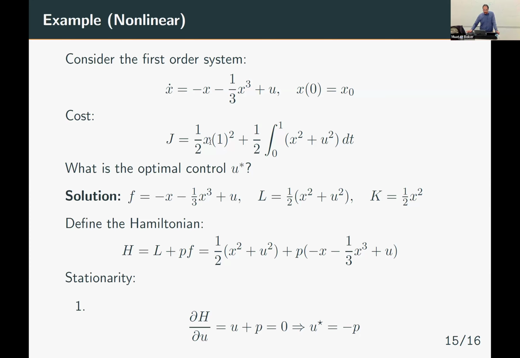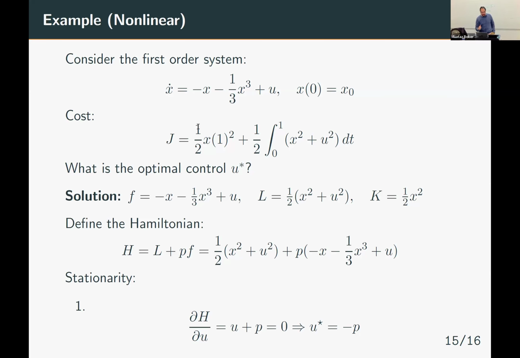Just to relate this to the terminology I used in the previous slides, F is the right-hand side of this equation. L is whatever is inside the integration, multiplied by half. And the function K is half X squared. That's what it is.